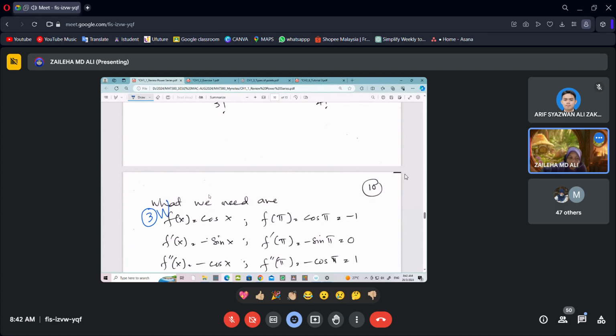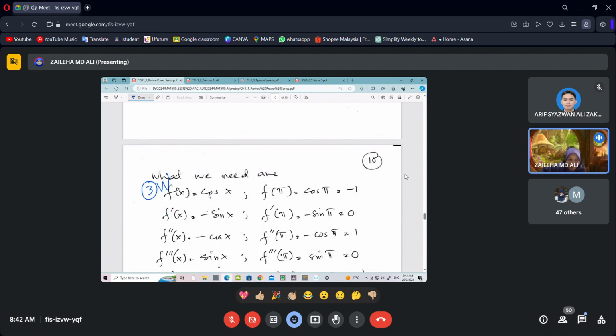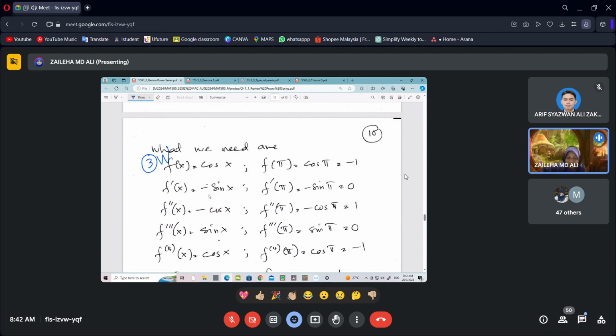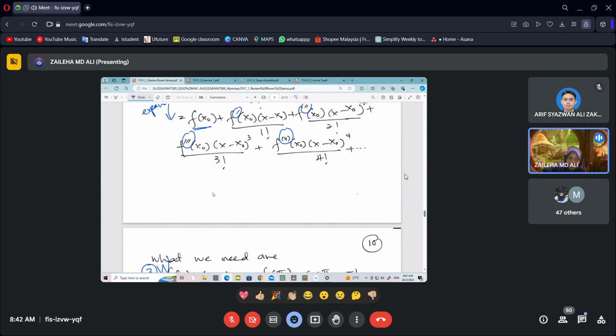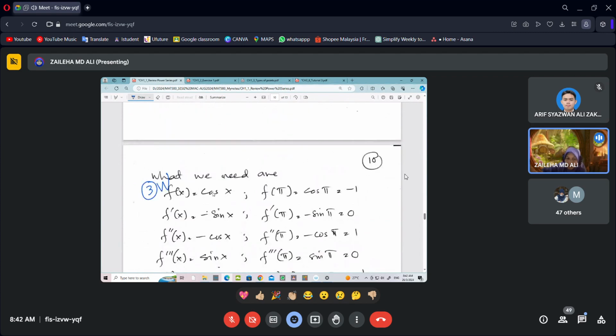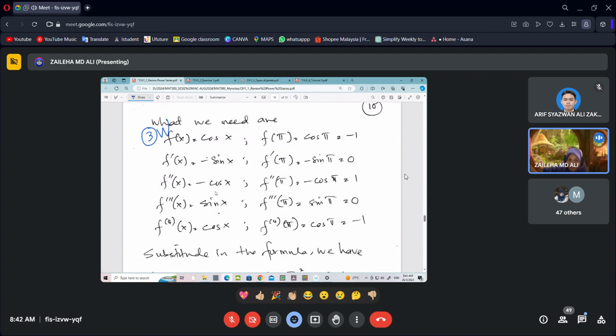3 is the working for the information that we need. Function is cosine of x. We want to find first derivative, second derivative, third derivative, and fourth derivative. Dan carilah derivative cosine dapat negative sine, differentiate sine dapat cosine, differentiate cosine dapat negative sine, and it goes on. Again, not just the derivative, but at the point of x naught. Apa x naught kita? Pi. So gantilah f(x) pi, f(pi) adalah cosine pi, negative 1. F prime of pi is negative sine pi, 0, and it goes on. Dapatlah 0, 1.